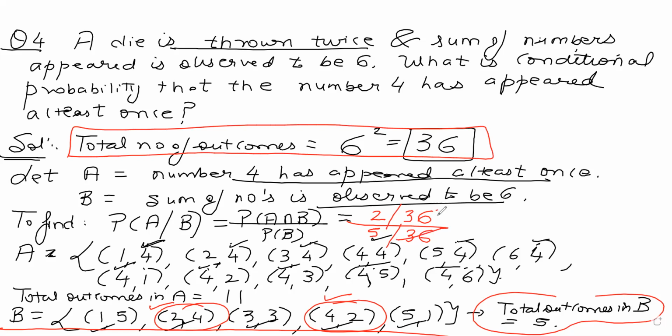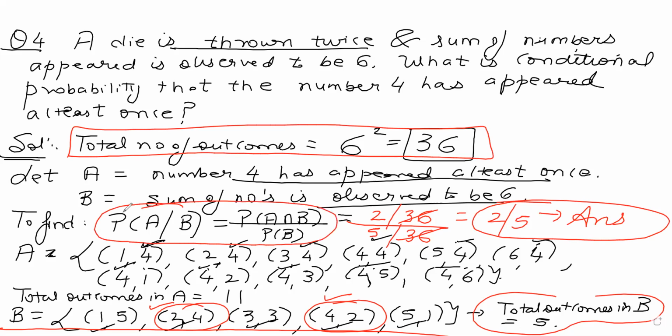So 36 cancels out. My answer is 2 by 5, which is the final answer for this question. Again, we have directly applied this formula. Probability of A intersection B, how many favorable events are there? Only 2. But total number of events 36. Probability of B, what are the favorable events in B? 5. What are the total number of events? 36. So 5 by 36. 36 cancels. Our answer is 2 by 5.